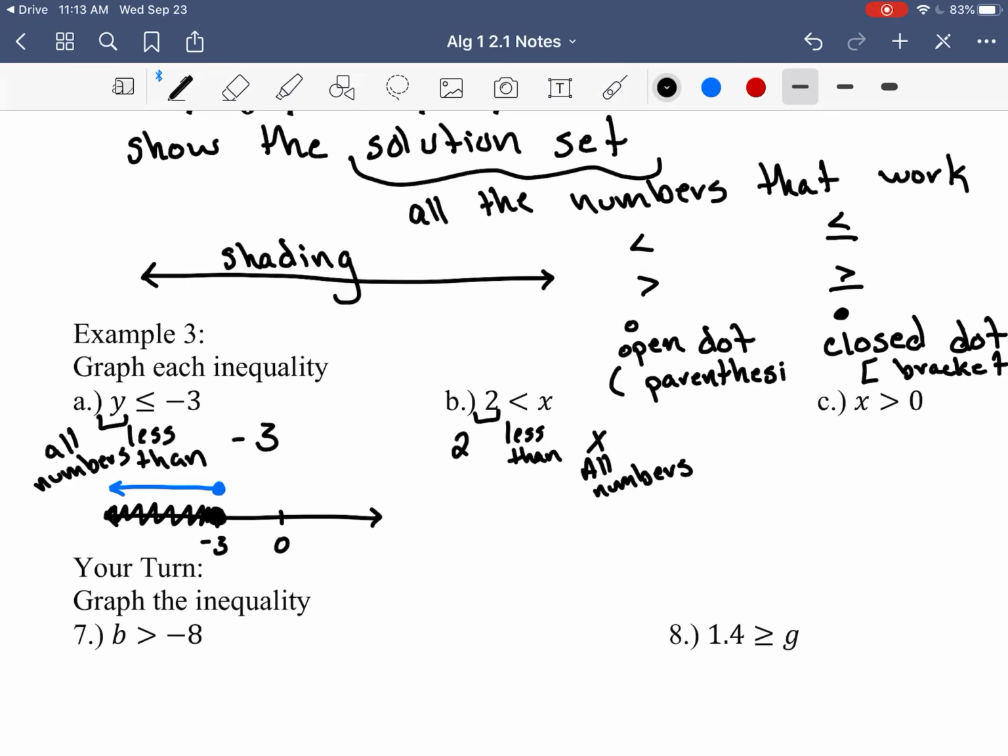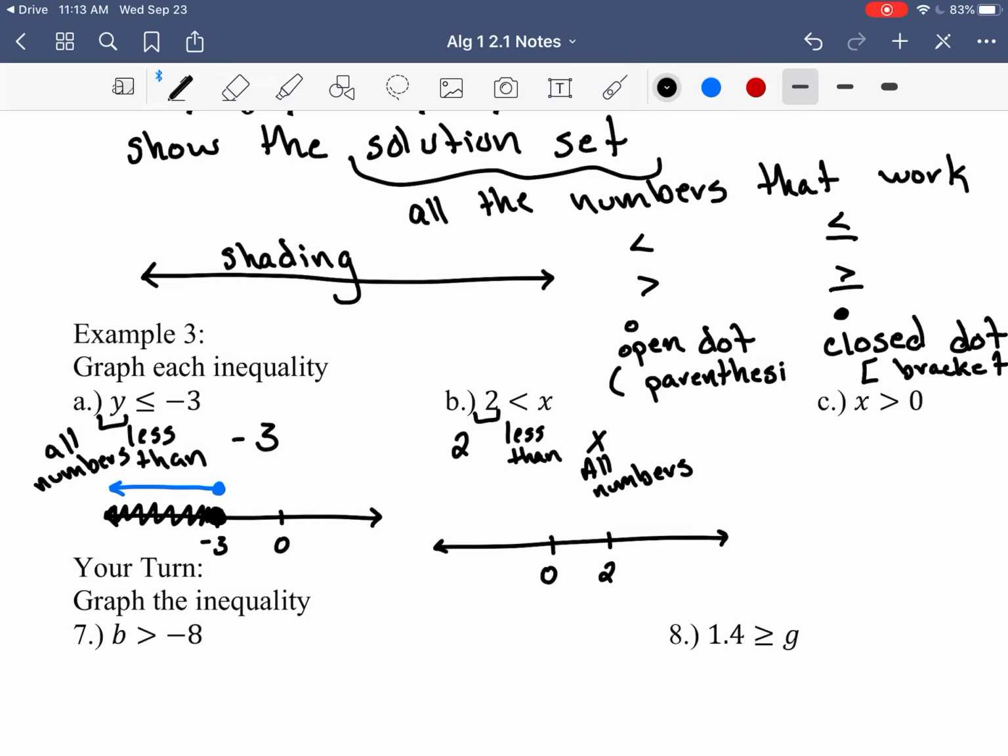Okay, so I want 2 to be less than all the numbers that I've shaded. So I draw my number line. I mark where 2 is, so here, let's mark this as 2. So 0 would be down here. And I want 2 to be smaller than any numbers that I've shaded.